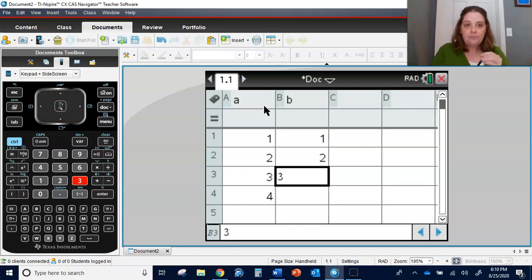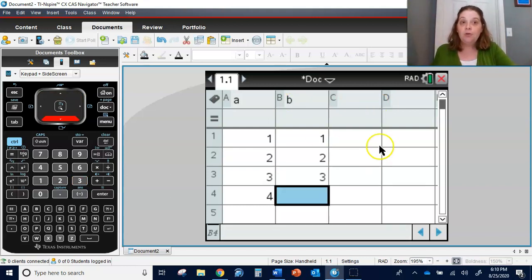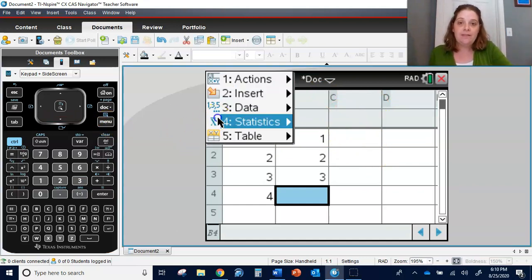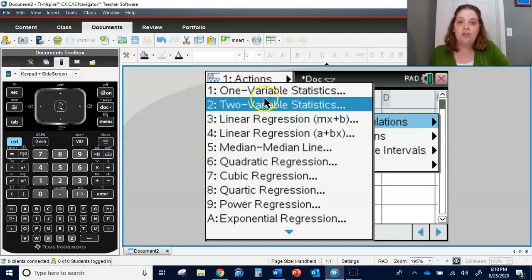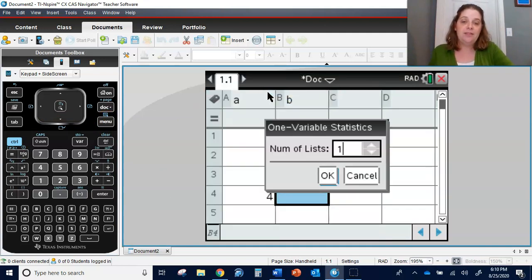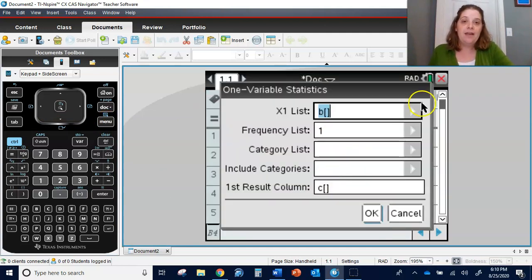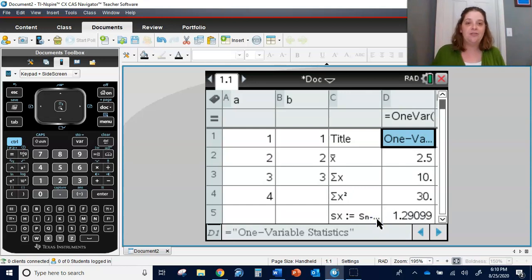All right, so here we go. I am going to run the one variable statistics for each of these. So I'm going to go menu, statistics, stat calculations, one variable statistics. There's one list, and it's going to ask what that list is. I'm going to say A. This is going to give me my mean and standard deviation. And yes, I know I could do this by hand, but we're just trying to do this very quickly in our calculator. So I have a mean of 2.5 for this set A.